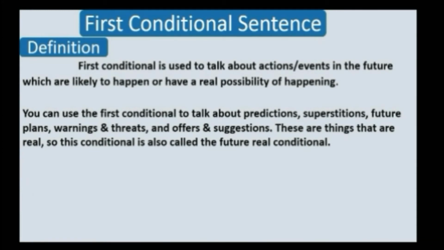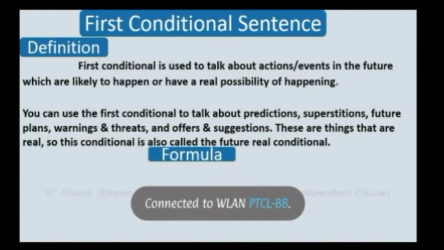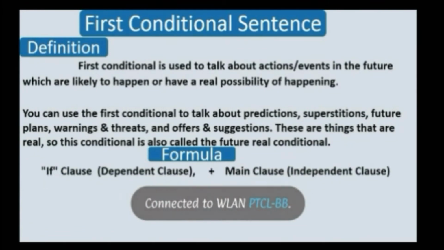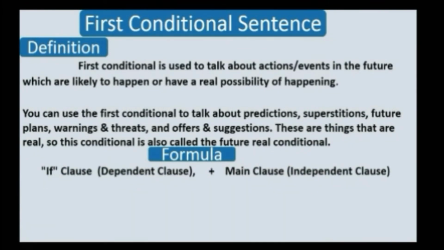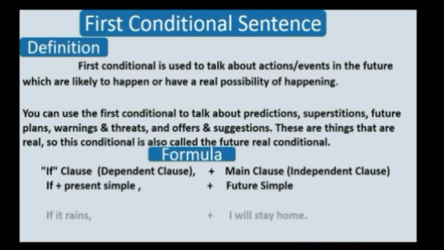When we talk about some action that will happen in the future, whether it happens or not depends on a condition. If it happens, there are chances of it happening, and for such sentences we use the first conditional sentence. For example, you can see the formula here. The if clause contains present simple and the main clause contains future simple.